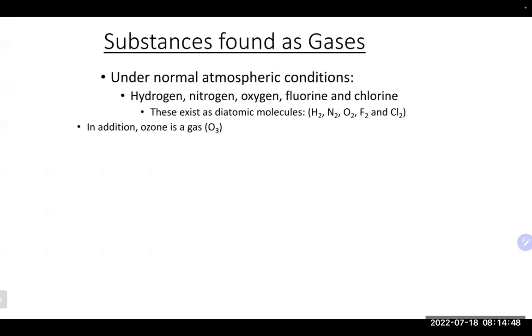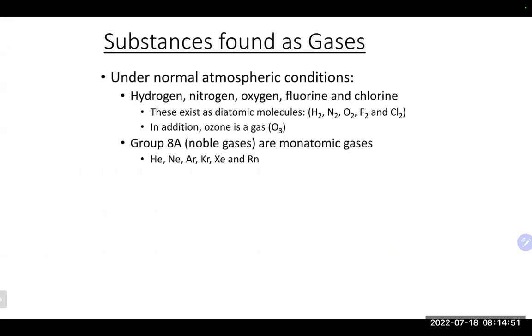Now, under normal conditions, these are some of the things that we should be familiar with, right? The diatomic elements: hydrogen, nitrogen, oxygen, fluorine, chlorine. These are all gases under normal conditions. They come as those diatomic molecules. Ozone, which is O3, is also a gas.